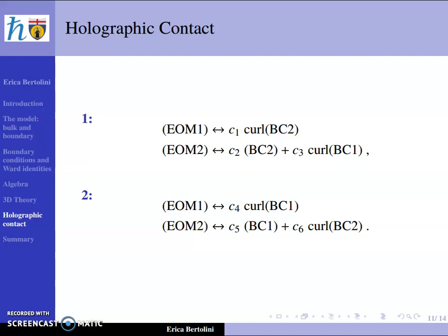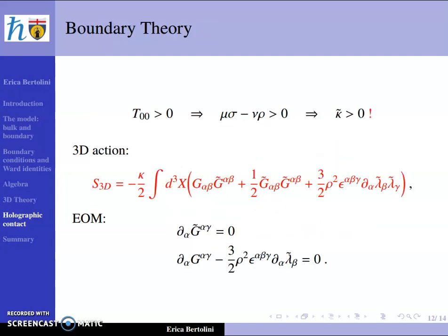And by requiring the positivity of the energy density of this action, we also find a constraint on the parameters of the transformation, which is the same we found by requiring unitarity of the conformal field theories, so a positive central charge.